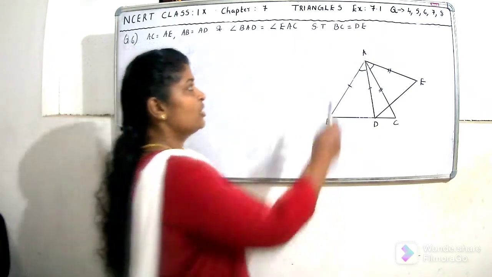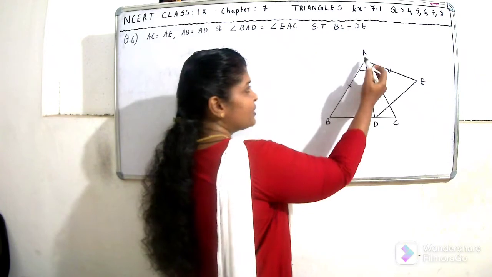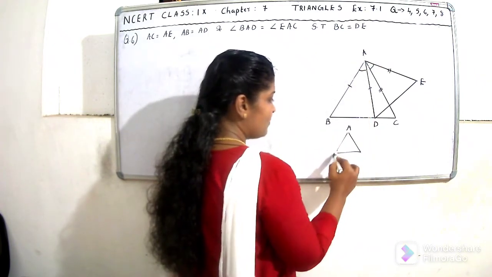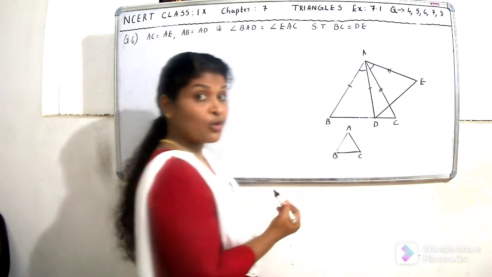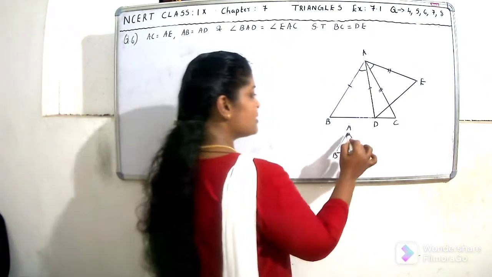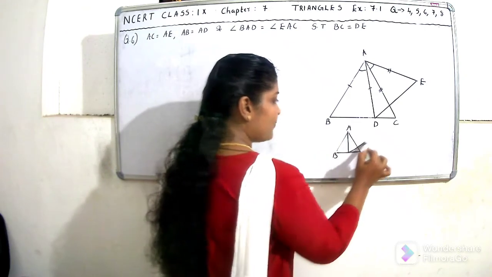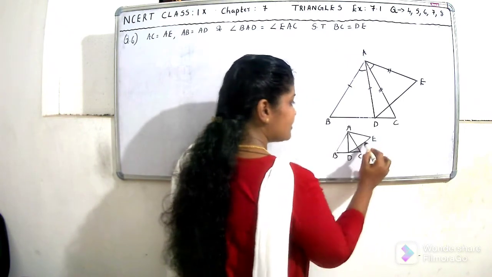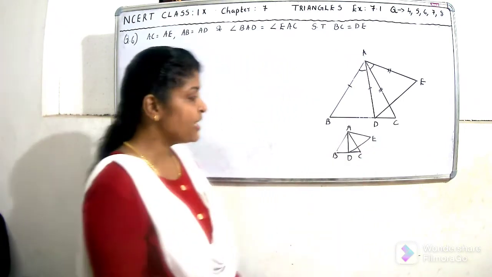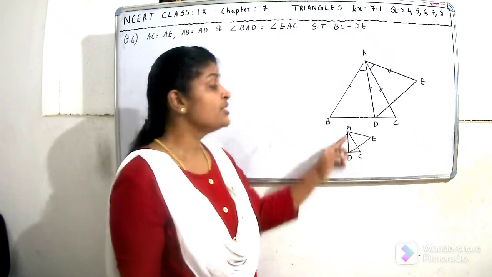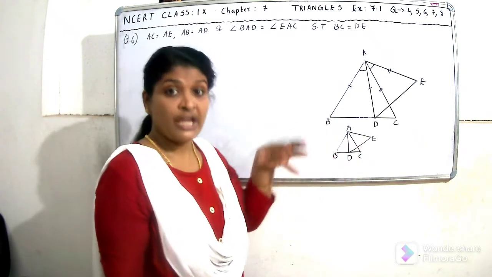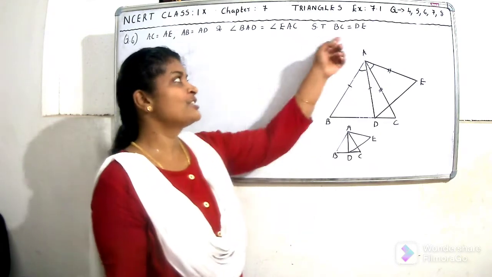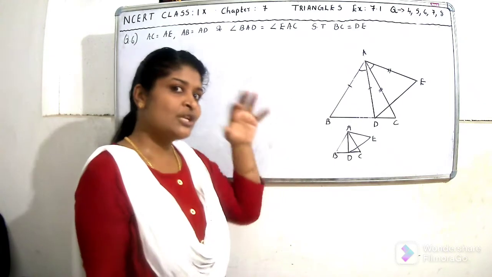These two sides are parts of triangle ABC, so BC is coming at the bottom. Now if we consider the triangle this way, ADE, there also the bottom is DE. If we are able to say that these two triangles are congruent, then by CPCT we can say these two sides are equal. That is the logic behind it.